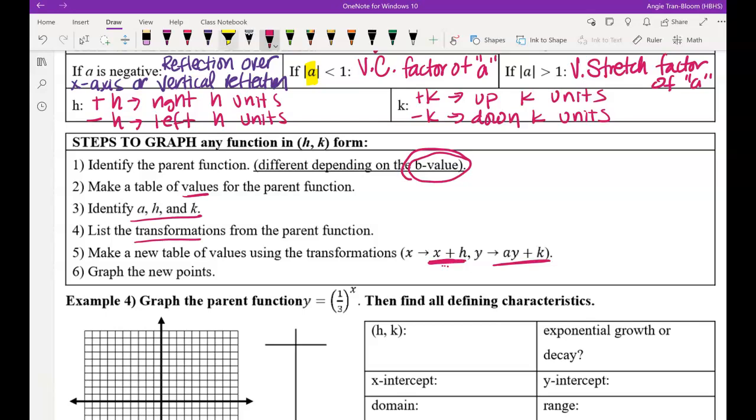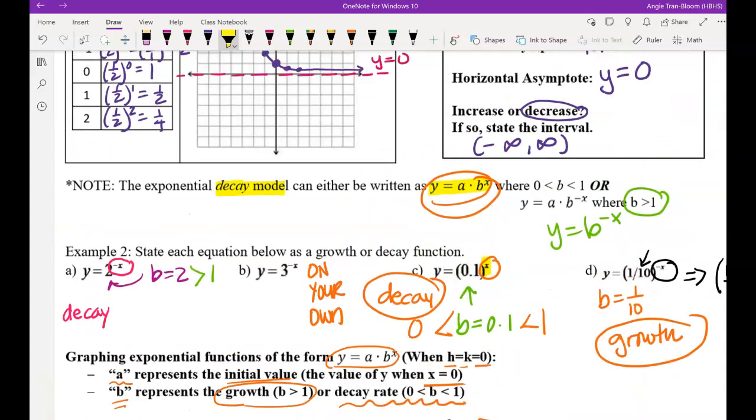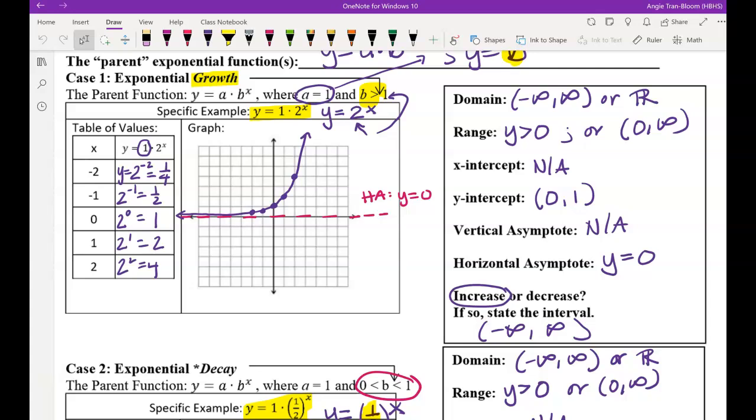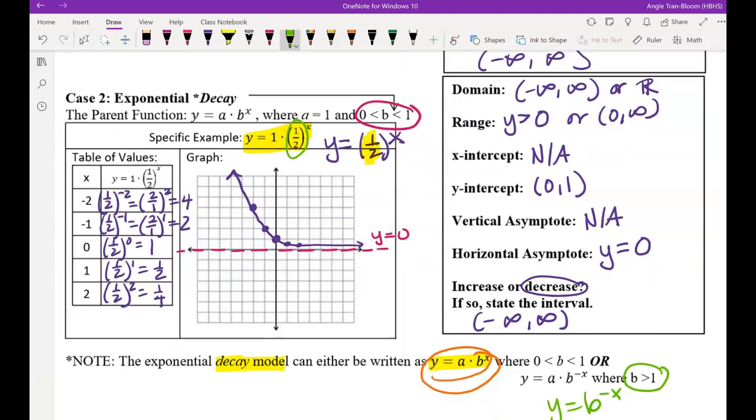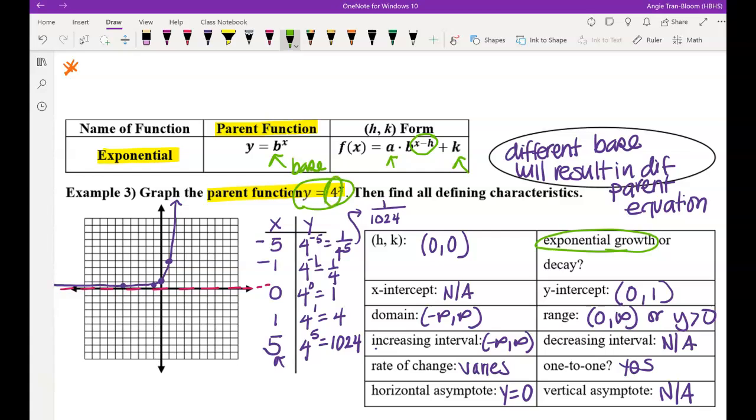Now we are going to do one more parent function just to show you how many we have. This one says y equals 1/3 raised to the x. So far we have done 3 parent functions, and each one has a different base value. This first one, we have a base value of 2. That's a parent function. This one is 1/2. That's decay. This one's going to be a base of 4. That's growth, since 4 is bigger than 1.